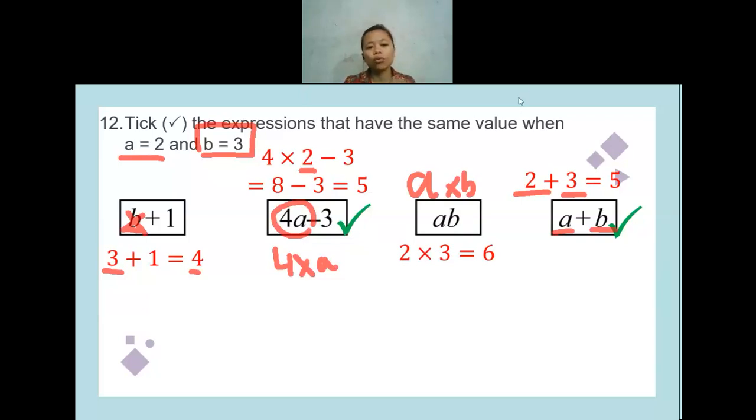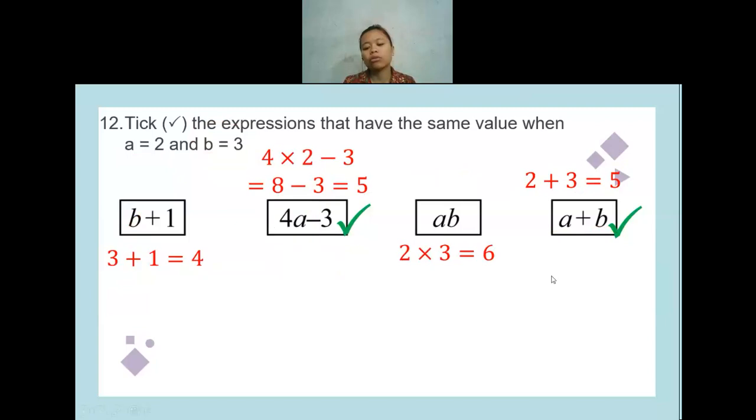So tomorrow we will continue the discussion. We still have questions 13, 14, and 15. That's why I cannot hold the chapter wise test tomorrow. The chapter wise test will be on Friday. So tomorrow we will finish the discussion first, and I'll give you more questions to revise.